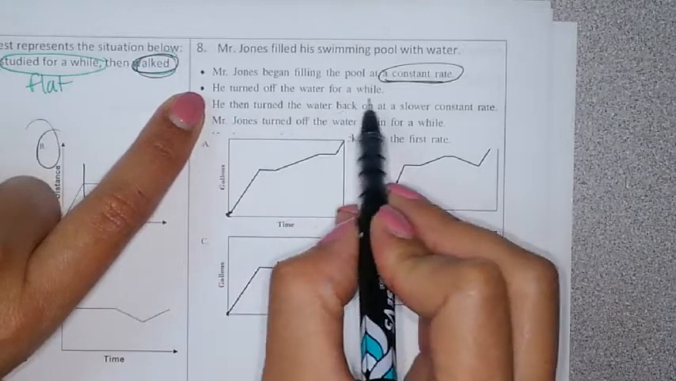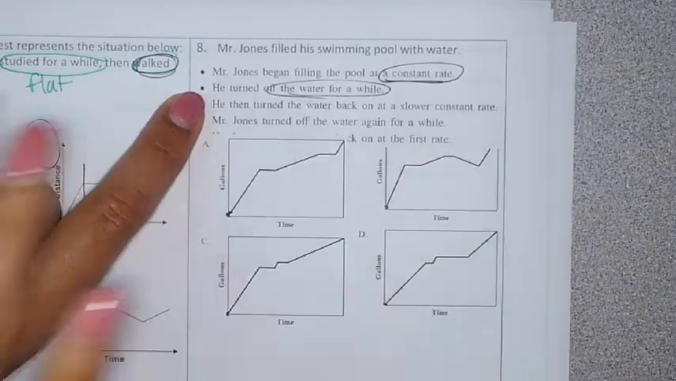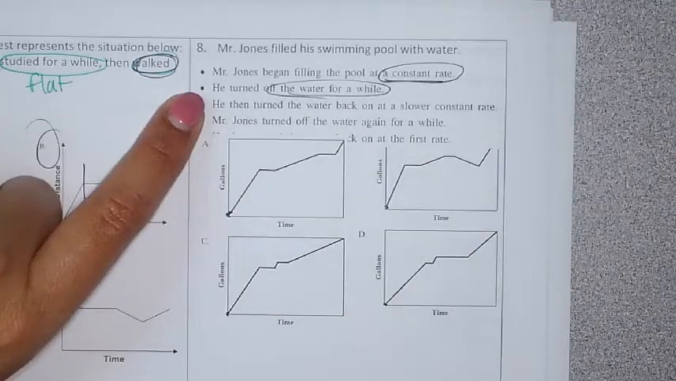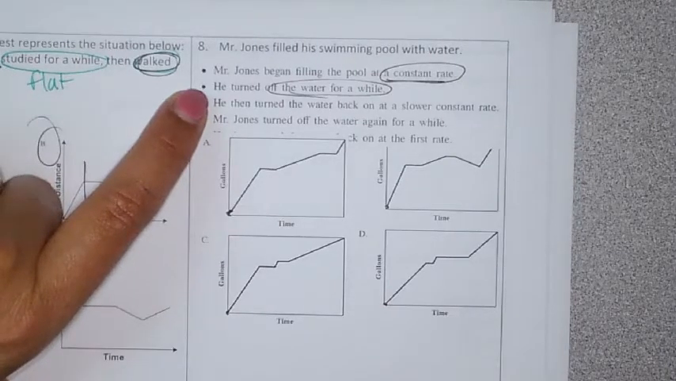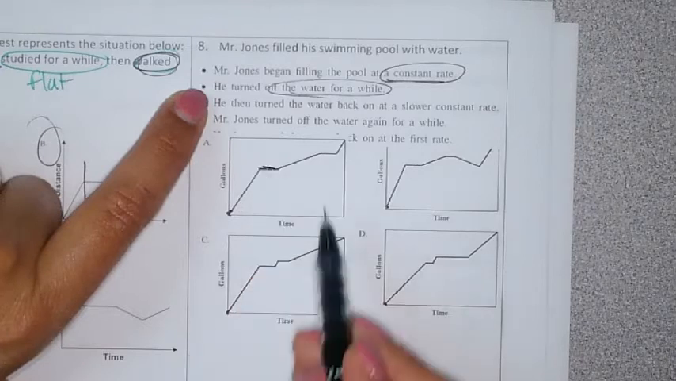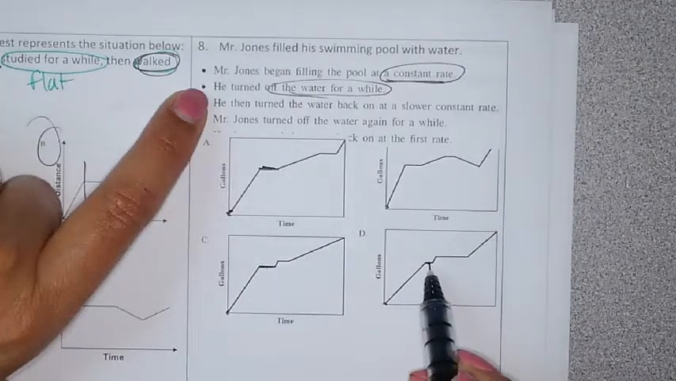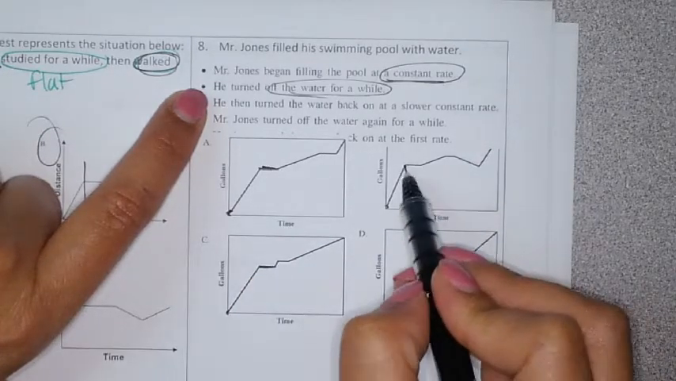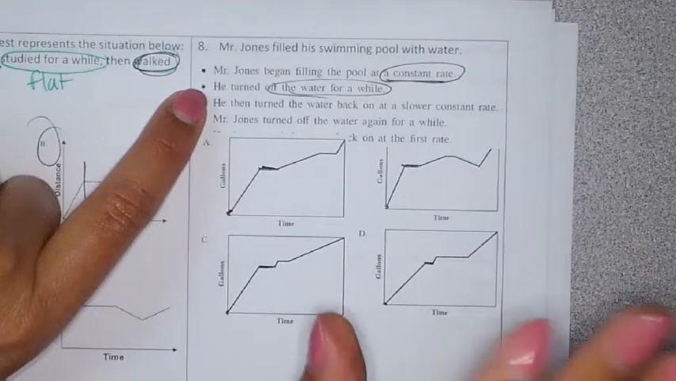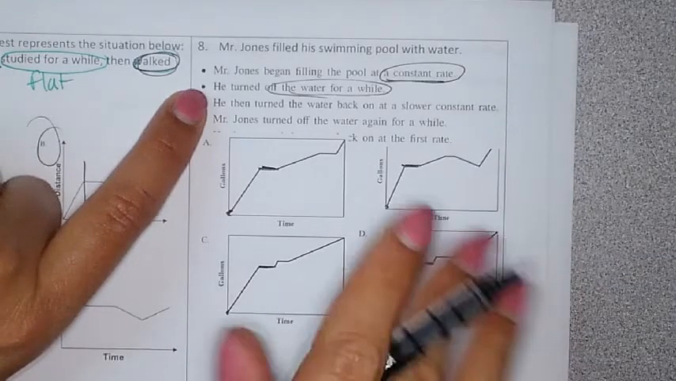He turned off the water for a while. So the water is not going up, the gallons are not increasing or decreasing, they're staying flat for a while. Okay, so it looks like I have a flat line here, flat line, only a little bit of a flat line, and a flat line. So all of them have a little bit of time where it's not changing.